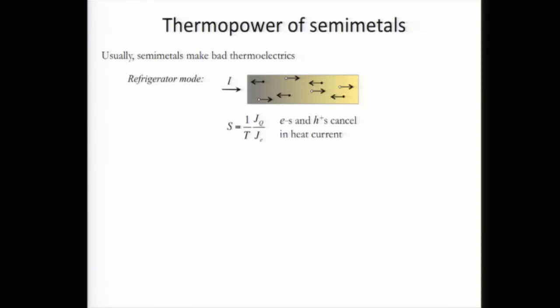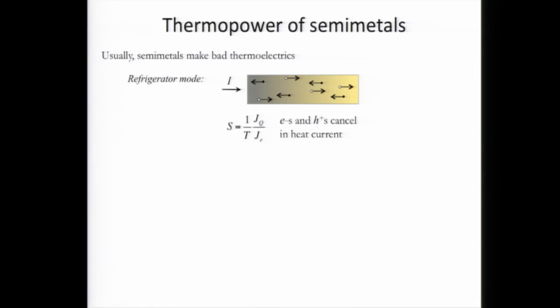OK, so let's talk about the thermopower of such materials. In particular, let's start by thinking about the thermopower of semimetals, which means materials where you can simultaneously have electrons and holes. And when you first look at this problem, it looks like a bad idea, because the benefit of a semimetal is that it can have both electrons and holes at the same time. But now if you think about running the thermoelectric effect with electrons and holes present simultaneously, you realize that they cancel each other. So in particular, imagine operating the thermoelectric effect in refrigerator mode, which means I apply an electric current and hope to get a large heat current.